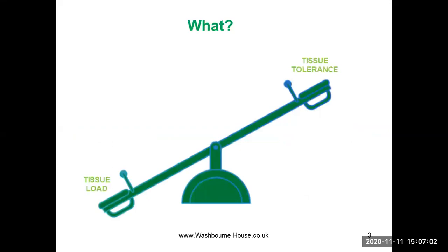Essentially, they develop via a mismatch of tissue load and tissue tolerance. So what we might consider to be an overuse injury. So someone who perhaps has suddenly started doing HIIT training, or suddenly a runner who maybe has increased mileage too quickly, and the bone hasn't tolerated the load well enough, and so has started to break down.